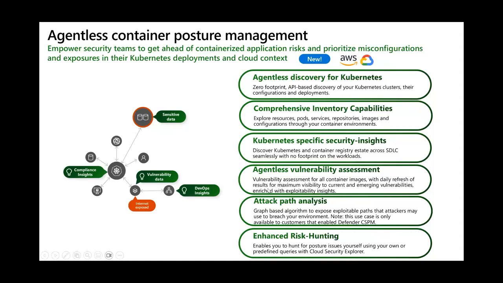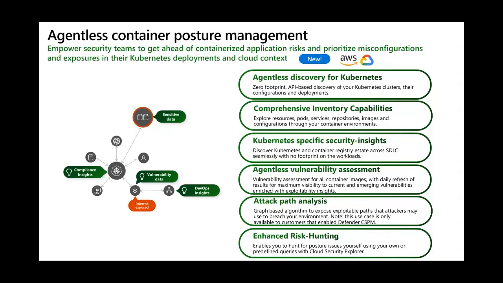The next thing here is the agentless vulnerability assessment. This includes conducting vulnerability assessment scanning for container images and providing daily refreshed results that show you a more accurate and up-to-date view of the vulnerabilities that exist in your container images. We've also added exploitability insights with the latest Microsoft Defender vulnerability management scanning. The next thing that you'll notice here is the attack path analysis. And essentially what's happening here is on the back end, Defender for Cloud is running a graph-based context engine.